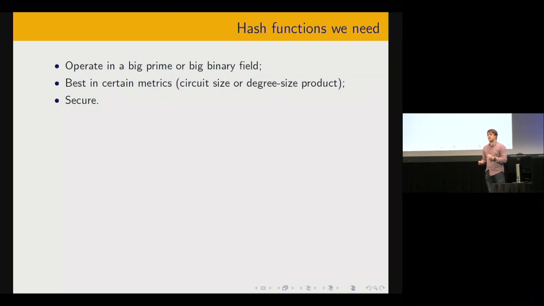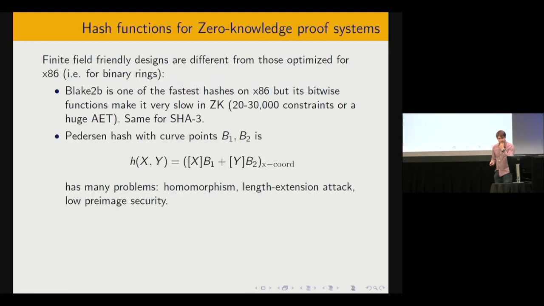The thing is, we haven't been designing such hash functions for years because we have been so concentrated on performance on the x86 architecture. There have been some suggestions. For example, there was an idea to use so-called Pedersen commitments for hashing, where you basically have a couple of elliptic curve points, and if you hash two inputs, you interpret them as integers, multiply one point by one number, the second point by the second number, and take the x coordinate of the result.